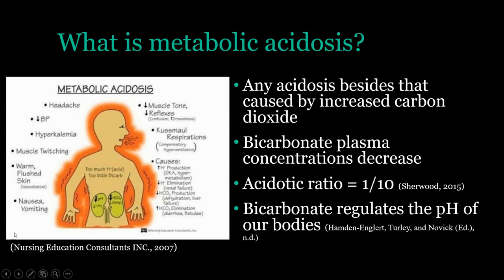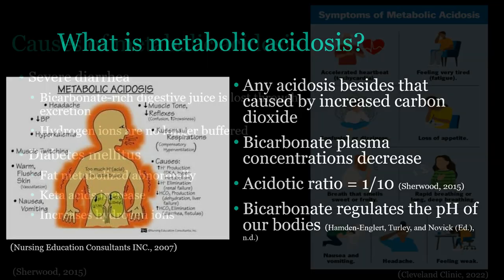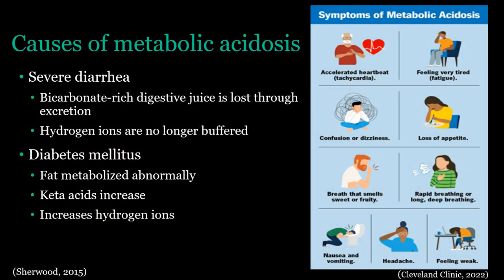Here's just a simple pictograph that summarizes the symptoms of metabolic acidosis. We start to see headache, low blood pressure, warm, flushed skin, nausea, vomiting, and the causes here. We are going to go over those on the next two slides in more detail.